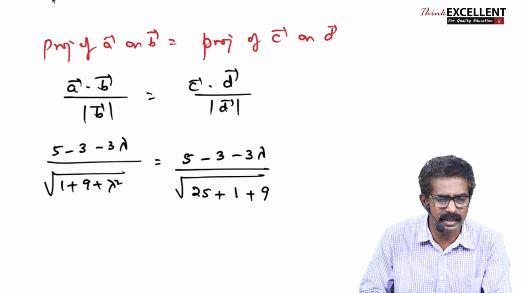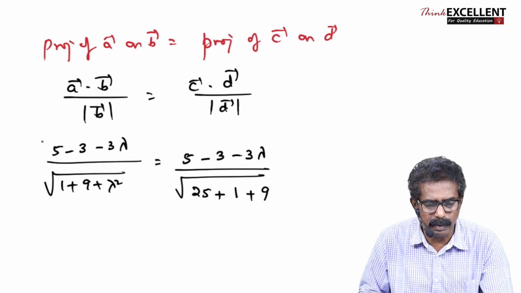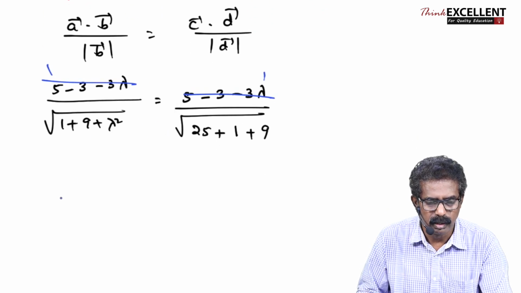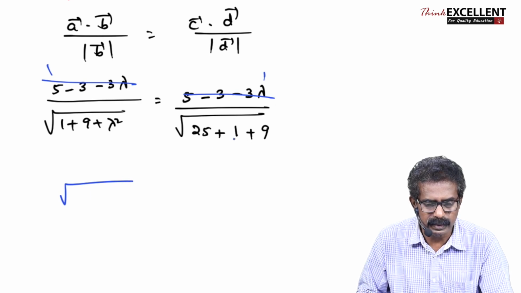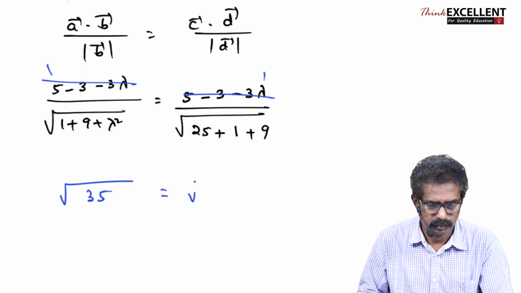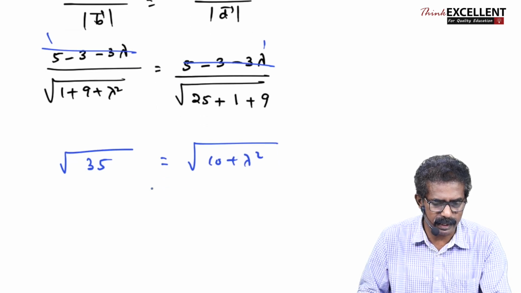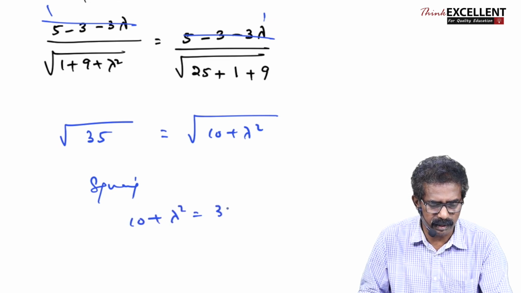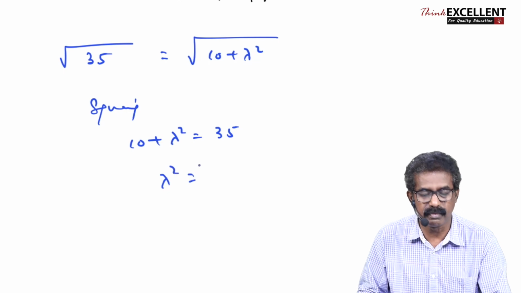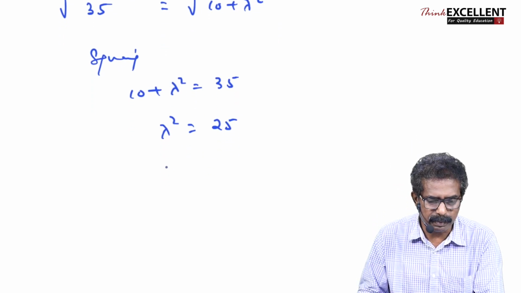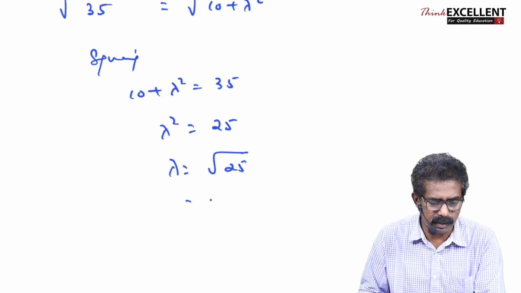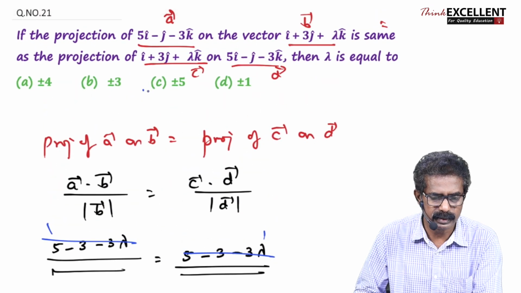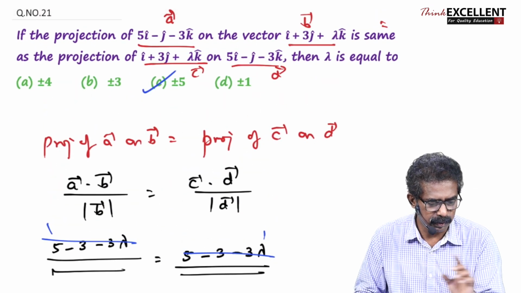See the numerator, are they same? Yes. 5 minus 3 lambda, 5 minus 3 lambda. Cross, so this is 1, this is 1. You cross multiply, root of 25 plus 10, 35. 10 plus lambda square. Square it. Root cancel. So 10 plus lambda square equal to 35. So lambda square is 35 minus 10, 25. So lambda is equal to root of 25. So plus or minus 5. So that is option number C. So projection of A on B, the formula you have to remember.